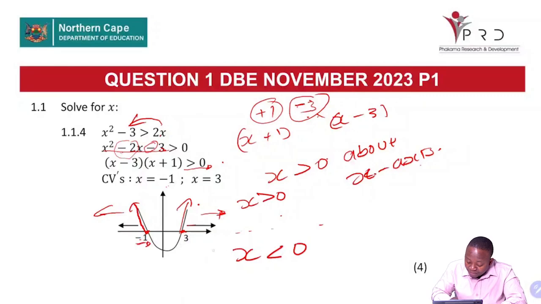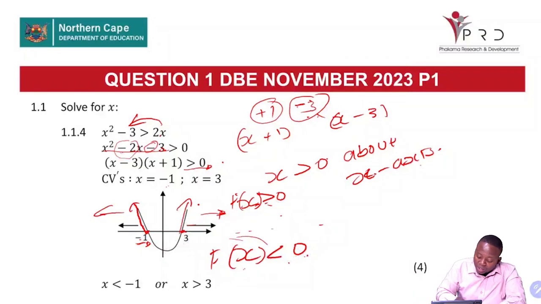When you say the function is less than 0, it is below the x-axis. That's where f of x is below, and f of x is above at the other points. So now we know that x is less than negative 1 or x is greater than 3.